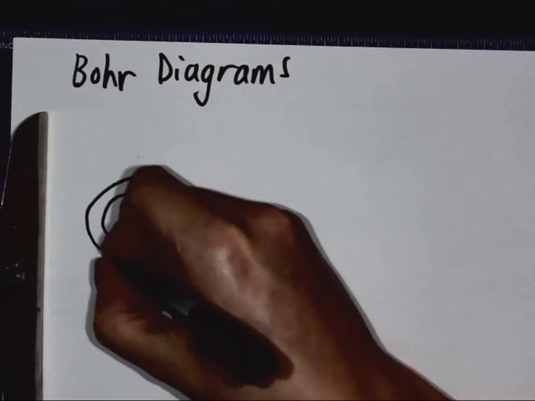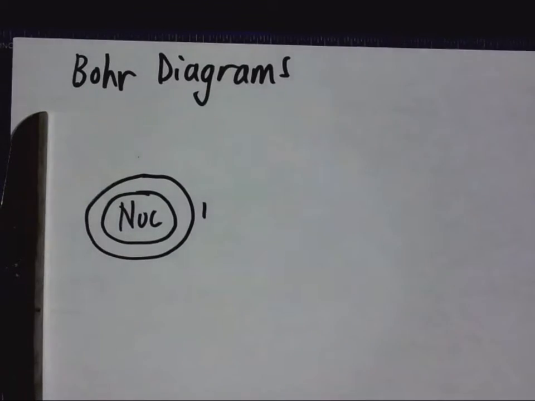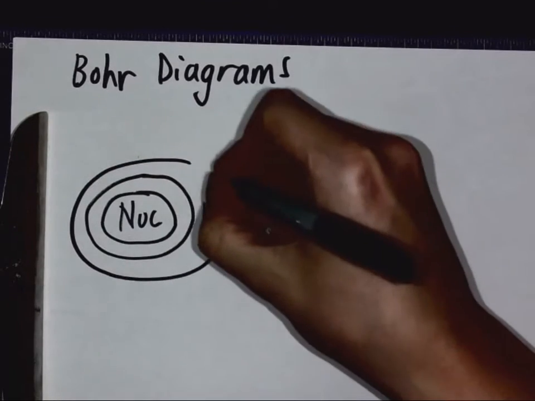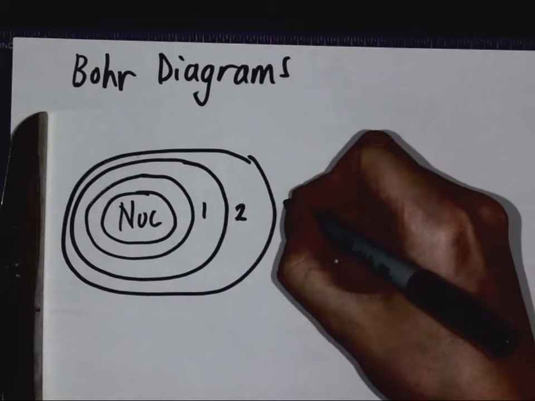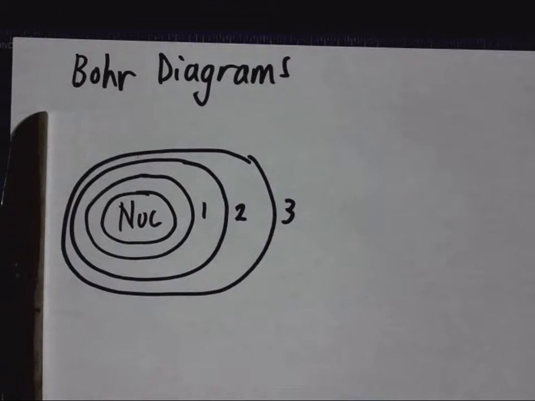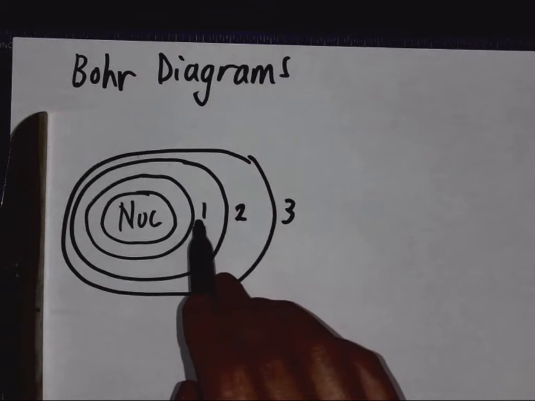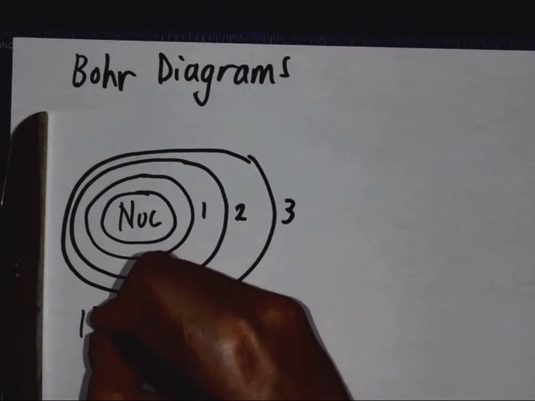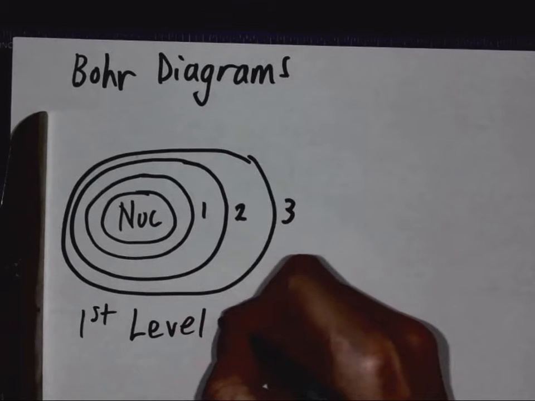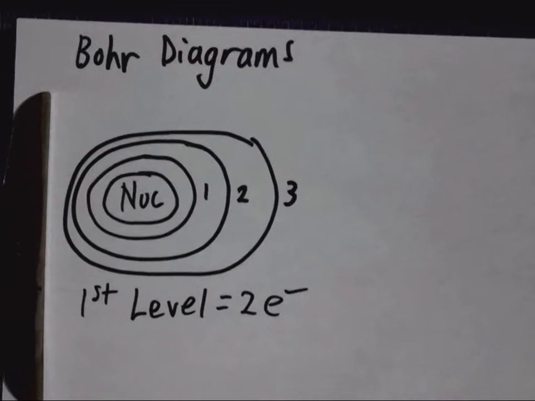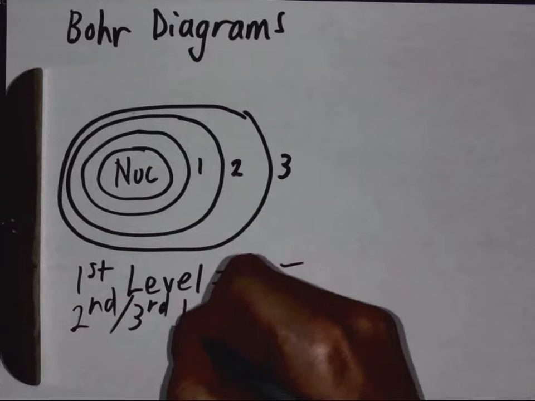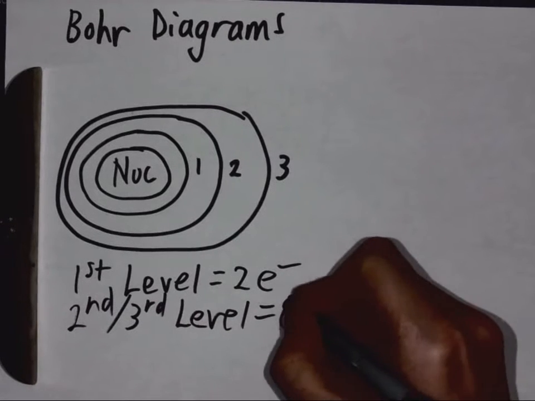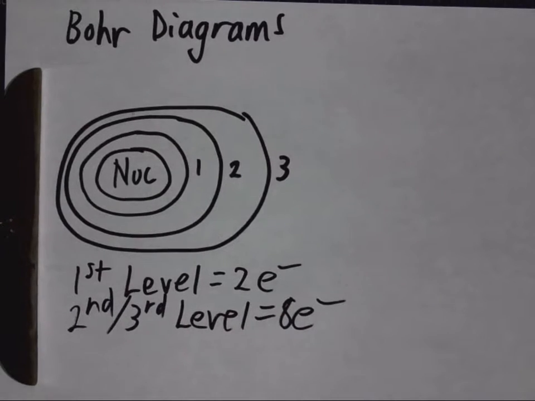This would be like the first ring. Label that ring number 1. The second ring, label that ring number 2. And then the third ring, so on and so forth. We will label that ring number 3. These rings can hold differing amounts of electrons. On this first ring, you can only hold 2 electrons. So first level, 2 electrons. Second and third level can hold up to 8 electrons.